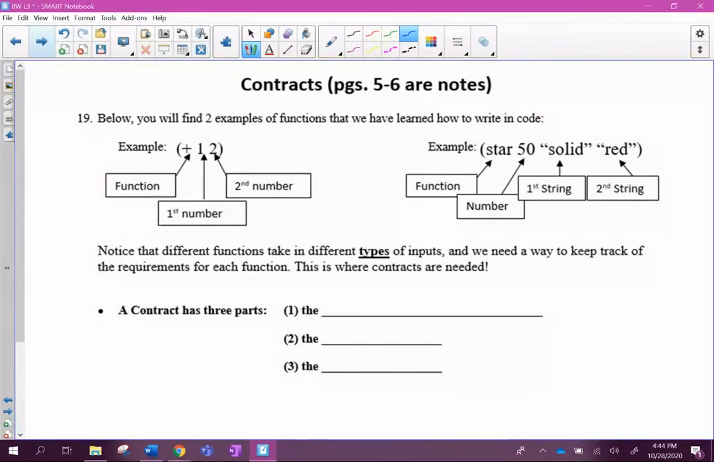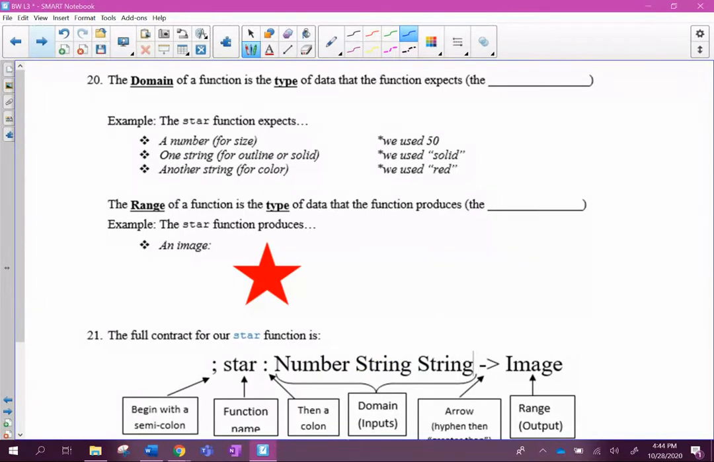And then if we remember our notes going back to the beginning of this lesson, we said how contracts have 3 parts. The first one is the name of the function. The second one is the domain of the function. And the third is the range. So there's 3 things a function needs: the name, what the inputs are, and then what the output should be. Okay? The domain of a function is the type of data the function expects. And again, these are the inputs.